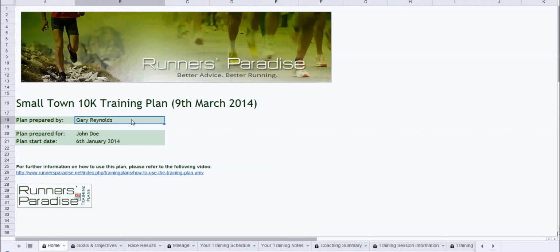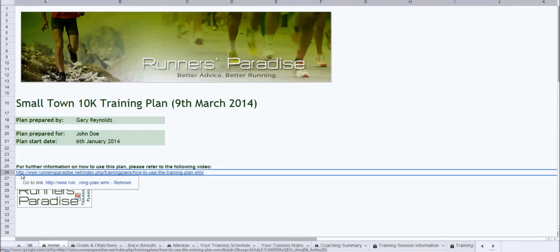The plan was prepared by me, Gary Reynolds, and also at the bottom of this page we've got a link to this video, so if you need a refresher in the future then you can go to this location and the video will be there waiting for you. So let's find out a little bit more about John.